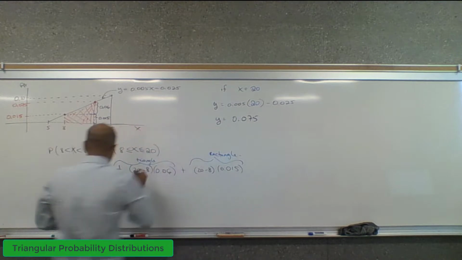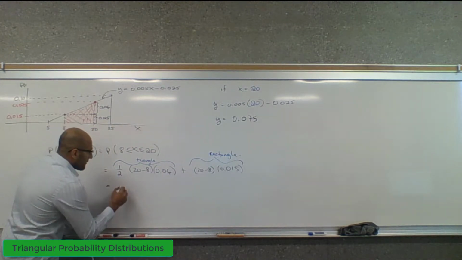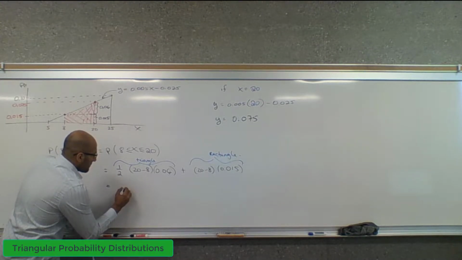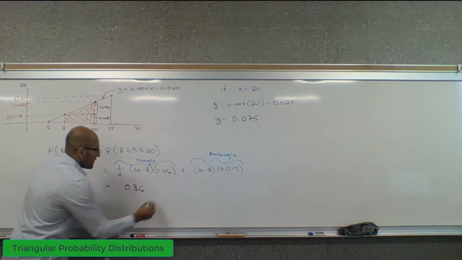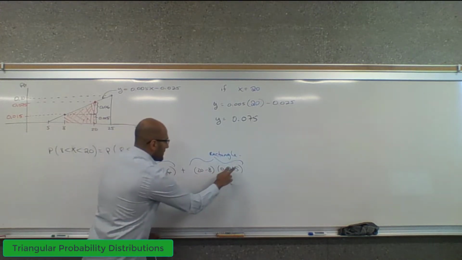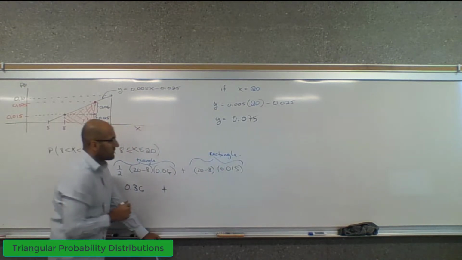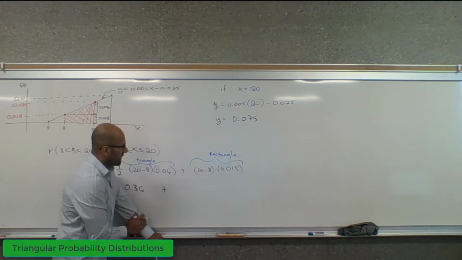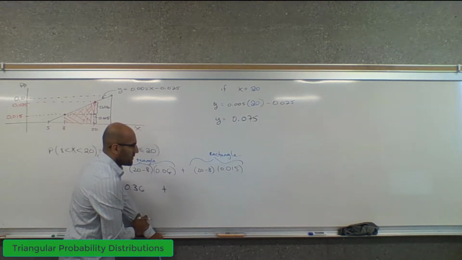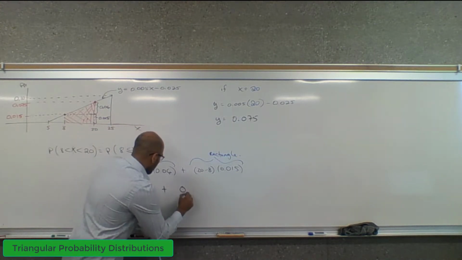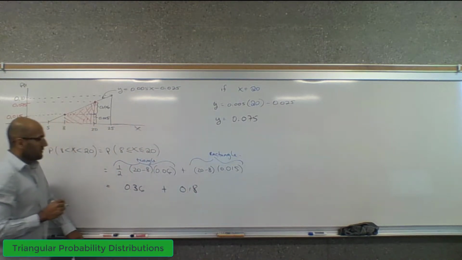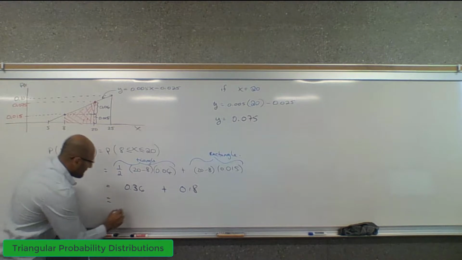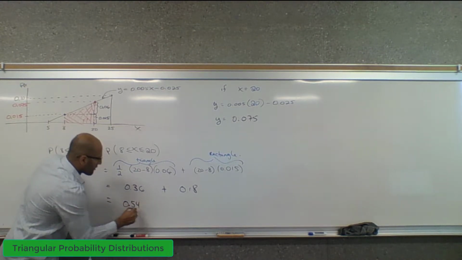So this is going to be 1/2 times 12. That's going to be 6 times 0.06, this is going to be 0.36, plus 12 times 0.015. Is that 20? No. 18? Yeah. 0.18. So that should be 0.54, or 54%.